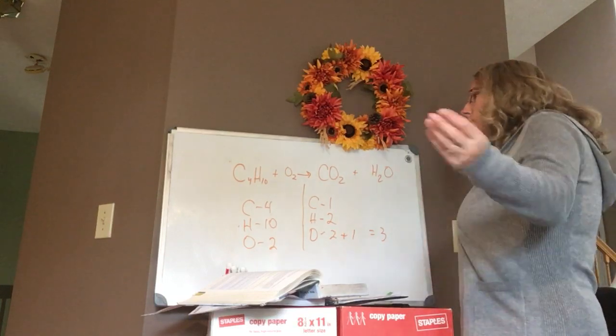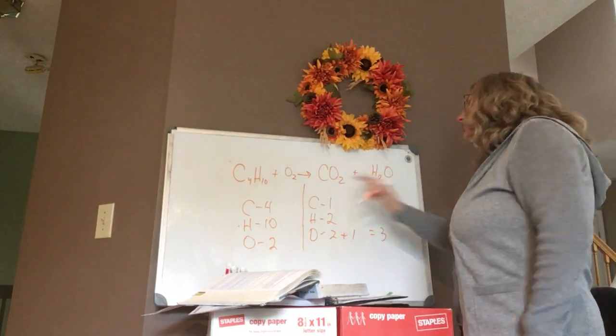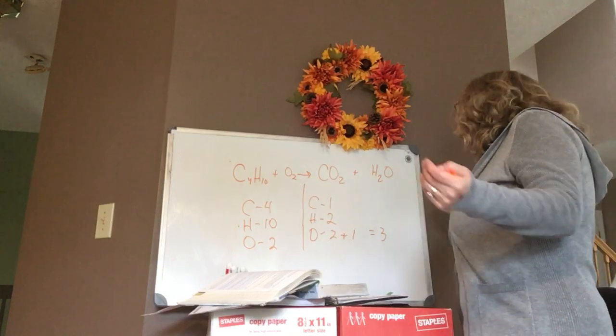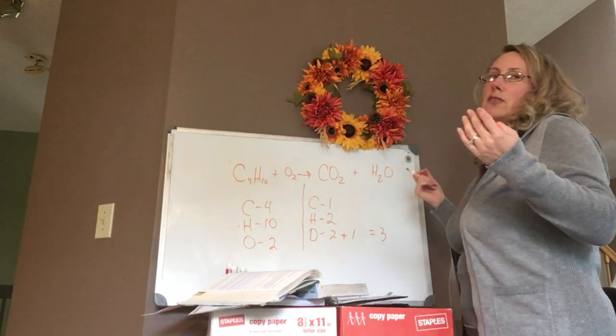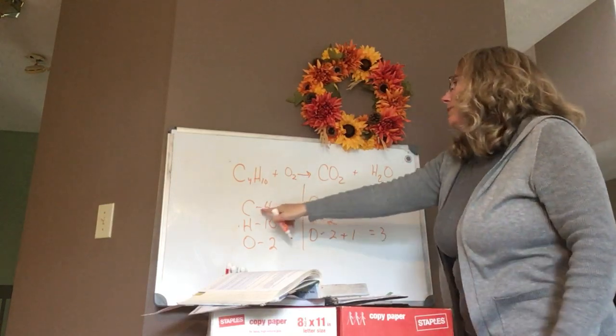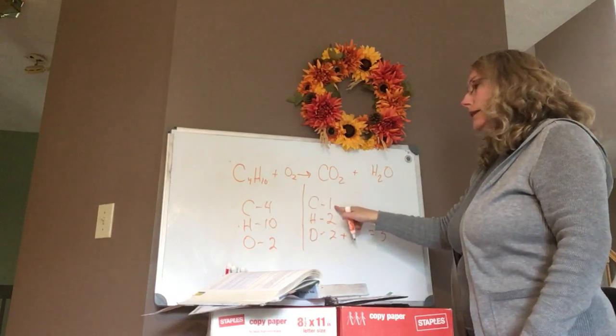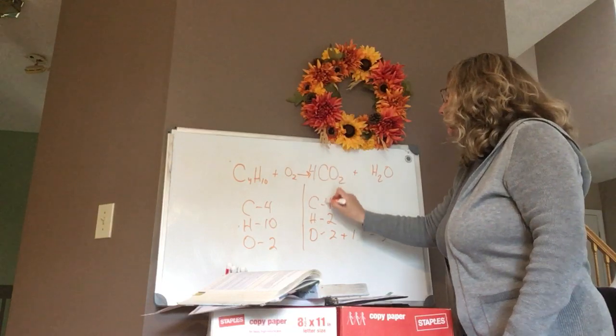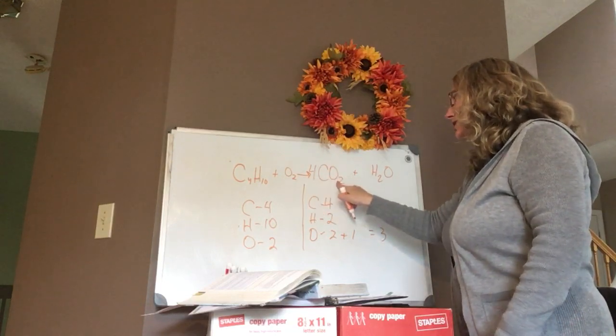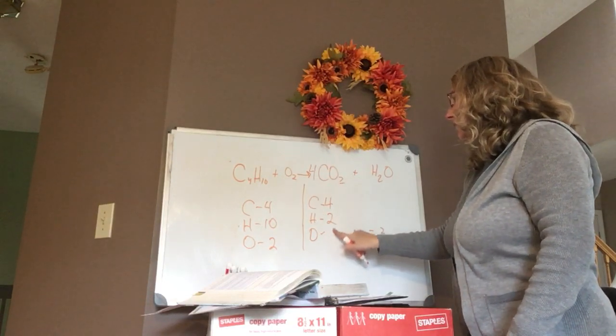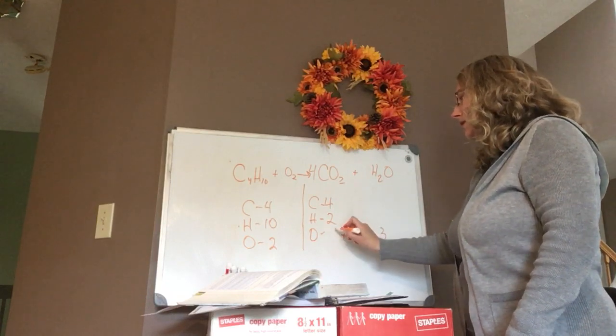Okay, so where do I start? I don't know, usually I leave this till the end. Usually I start with my carbons. If you want to start somewhere else, not at all. So let's balance my carbons first. How do I change this to match? 4. I add a 4 up here. That changes that, but that also changes this. So now, how many oxygens do I have there?